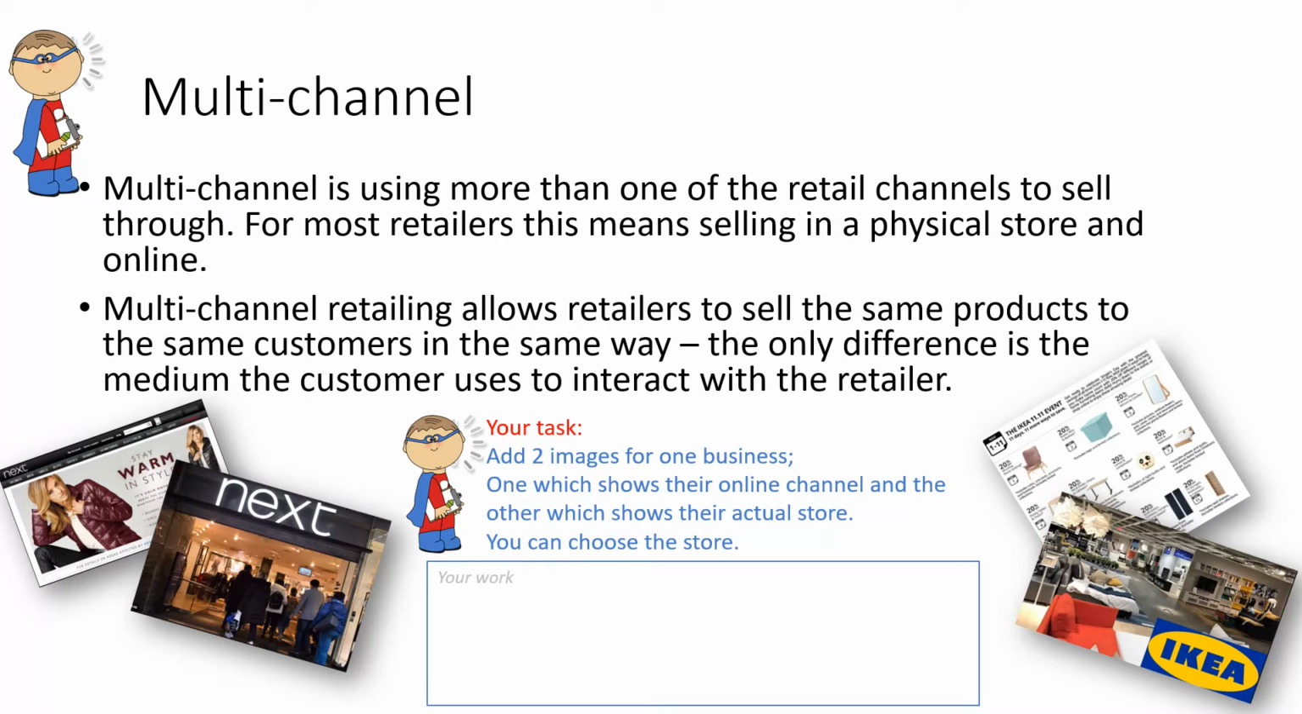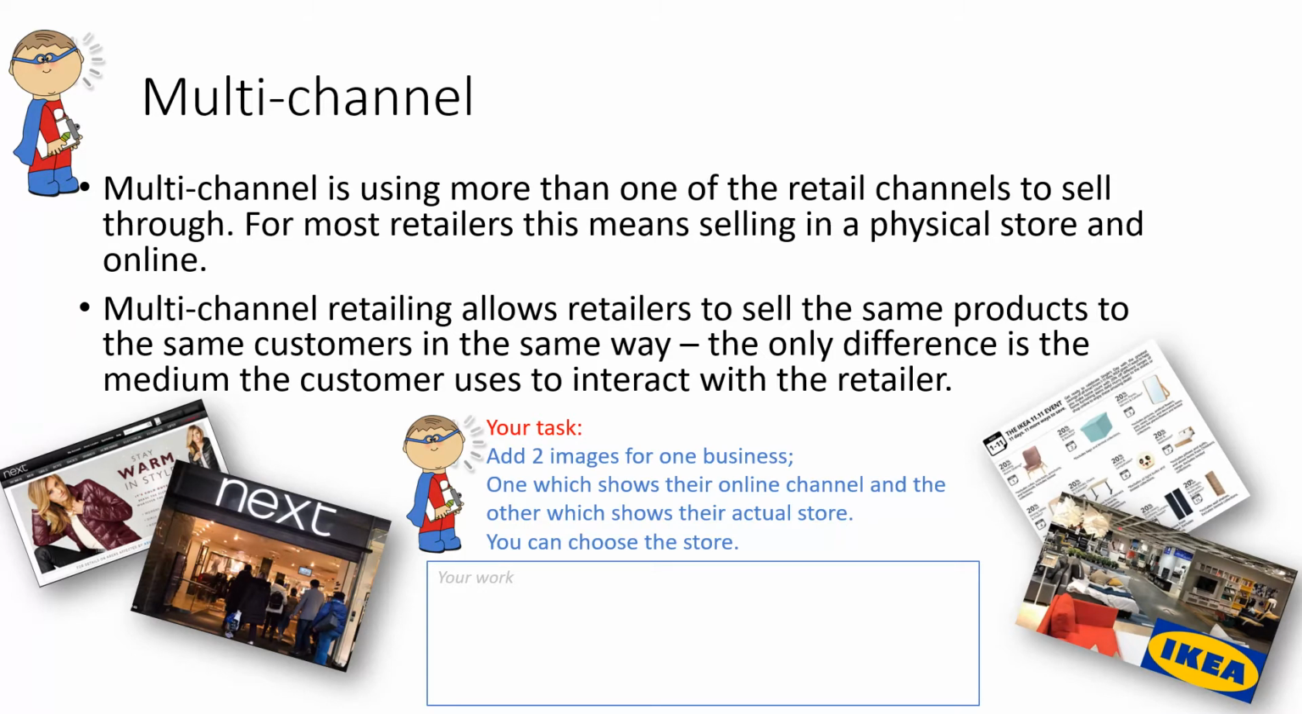Multi-channel. Multi-channel is using more than one of the retail channels to sell through. For most retailers, this means selling in a physical store and online. Multi-channel retailing allows retailers to sell the same products to the same customers in the same way. The only difference is the medium the customer uses to interact with the retailer.